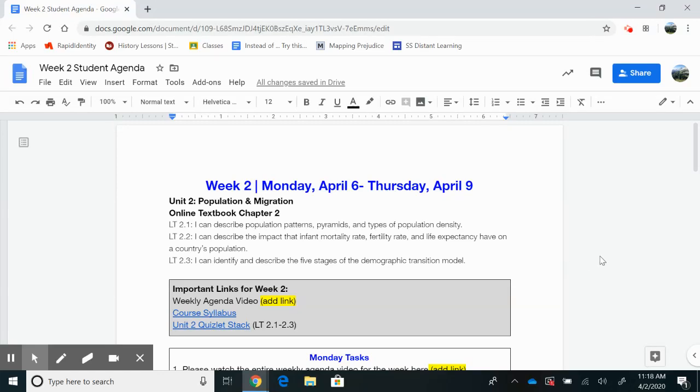What I'm going to be doing today is taking you through the week 2 student agenda, day by day, so you can know exactly what you have to do for week 2. We're going to be focusing on Unit 2 now, Learning Targets 2.1 through 2.3.